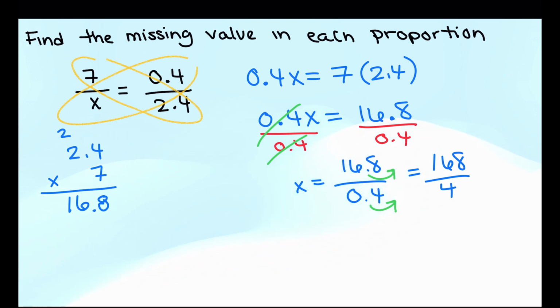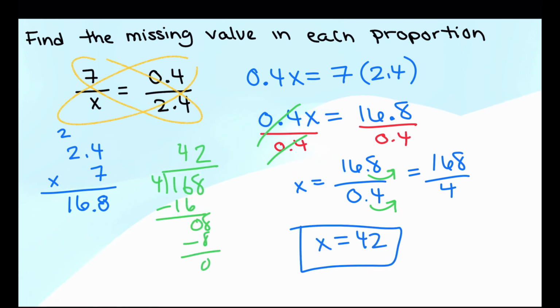So this turns into 168 divided by 4, and that quotient is 42. And that's my final answer. X equals 42.